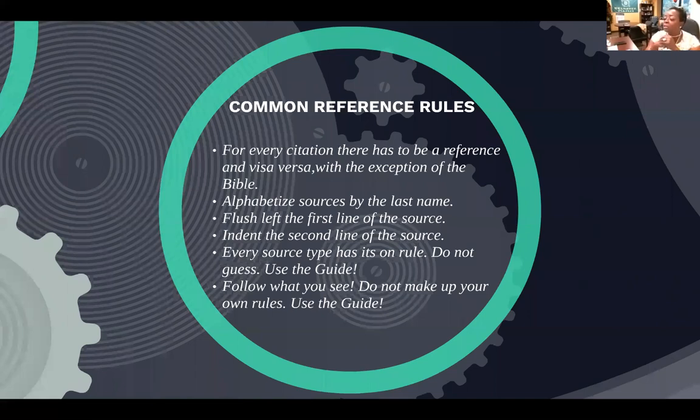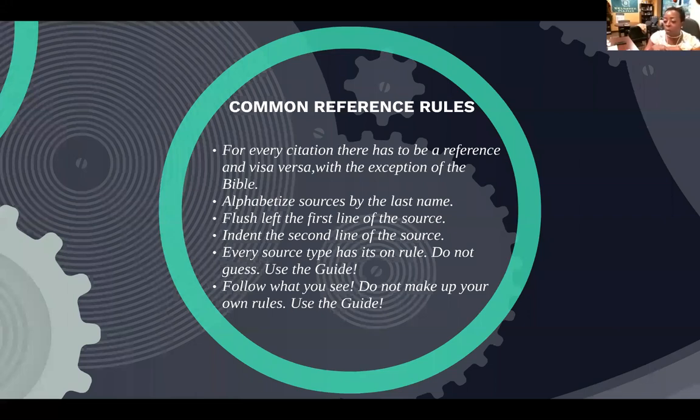So every citation, here's a rule of thumb I like to say: for every citation, there has to be a reference, and for every reference, there has to be a citation. It helps the reader to stay aligned for their in-text as well as their reference pages. And remember, the Bible does not have to be referenced or listed on the reference page. All sources are alphabetized by the last name. The first line is flush left, the second is indented, and every source type has its own rule. Do not guess, use the guide.